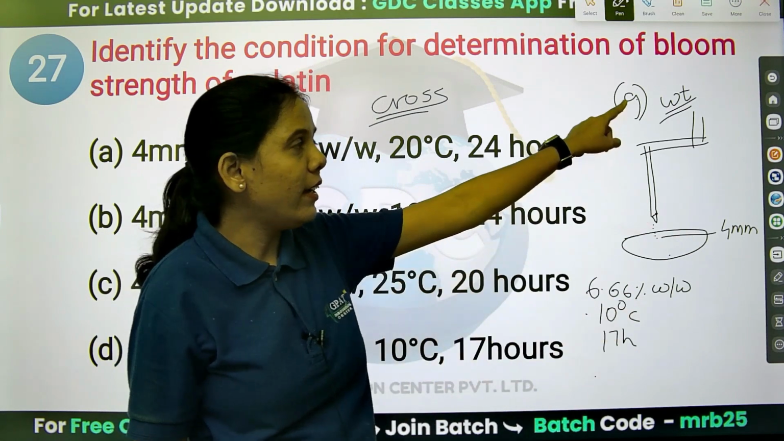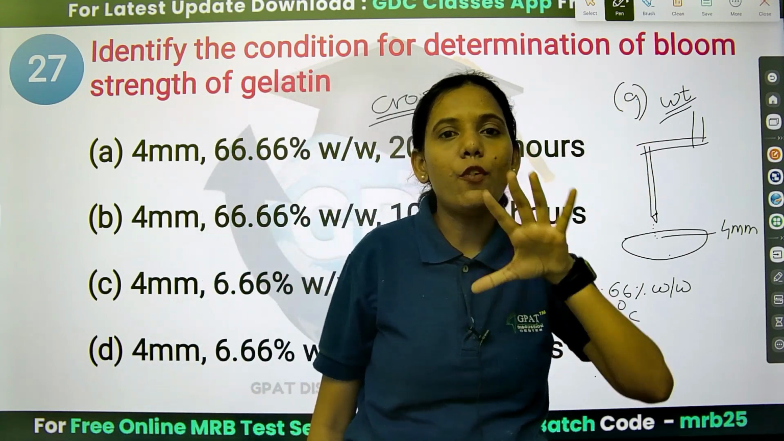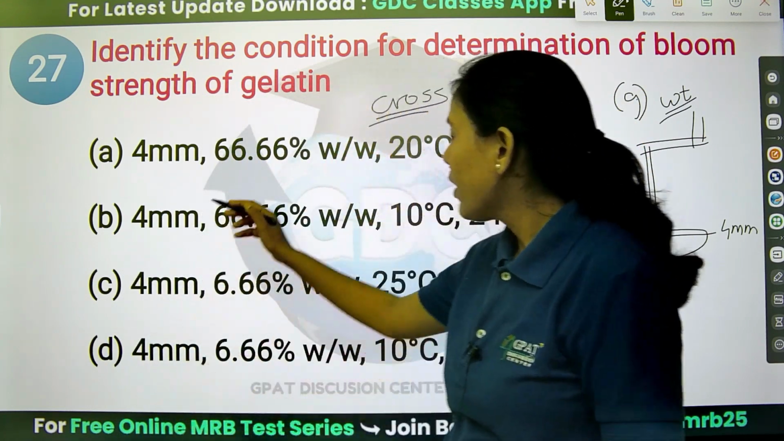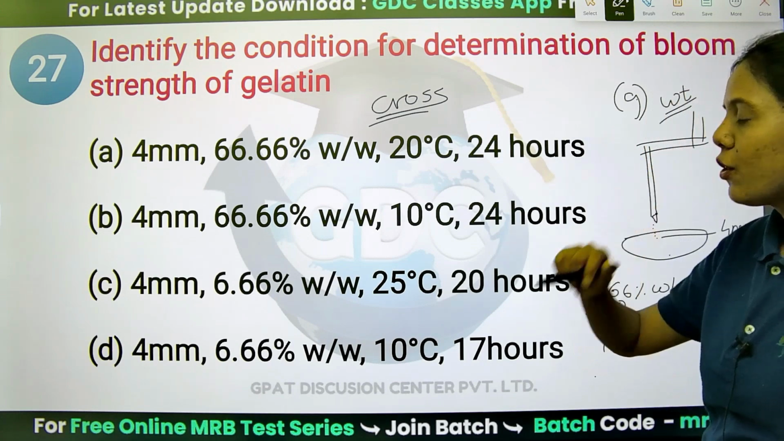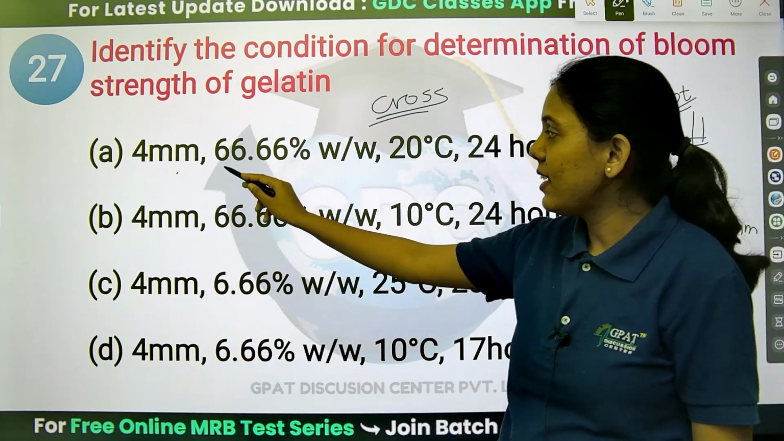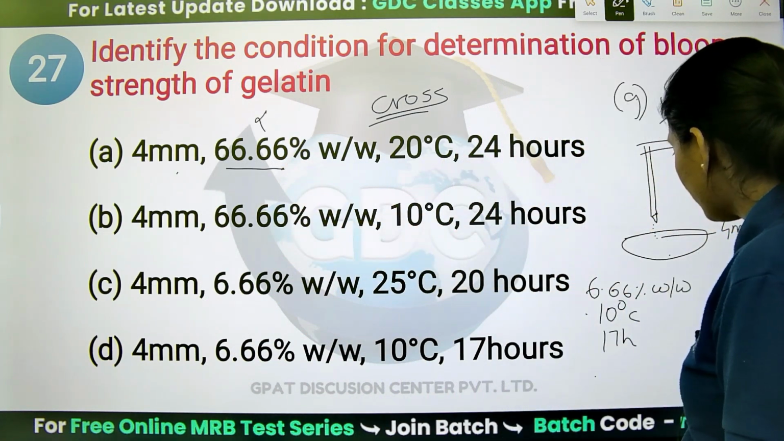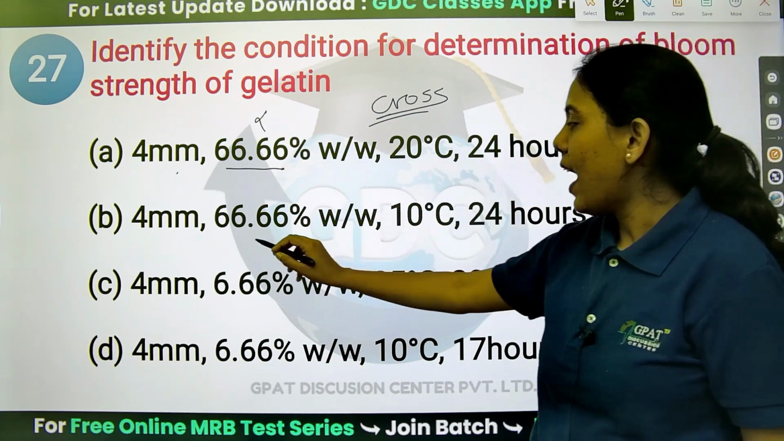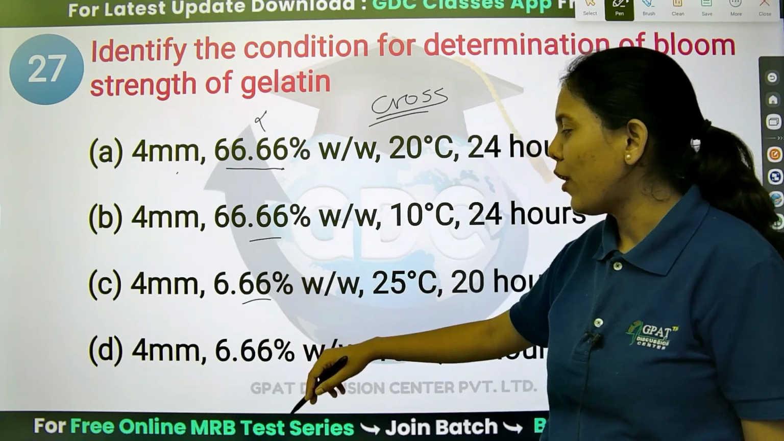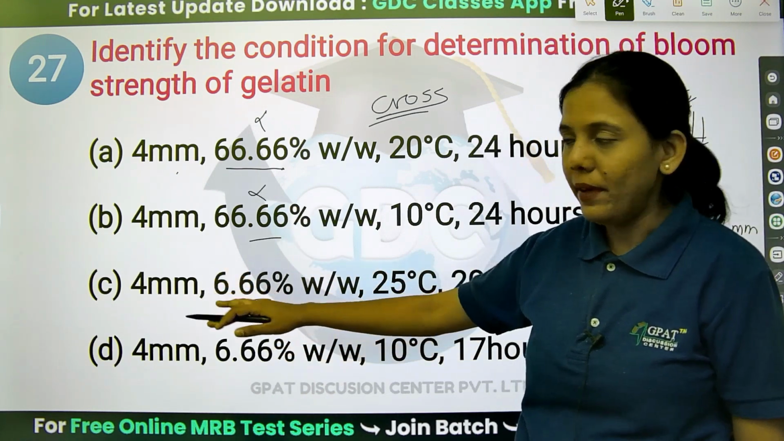Since we are using weight in grams, the unit for bloom strength is grams. Okay. So let's see what the conditions are. First of all, 4 mm, everywhere it is there. 4 mm is the right answer. Here it is 66.6. We are not using this. Then we have 66.6, 6.66. 66 we are not using either of them. That means A and B are cancelled out.